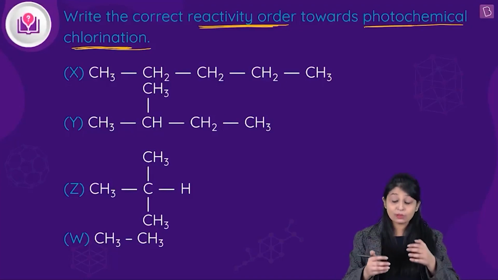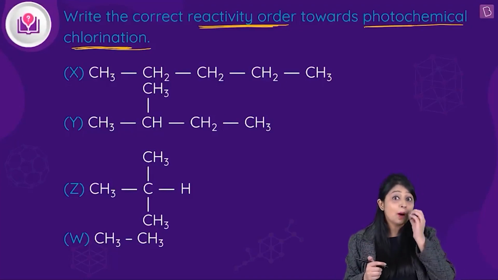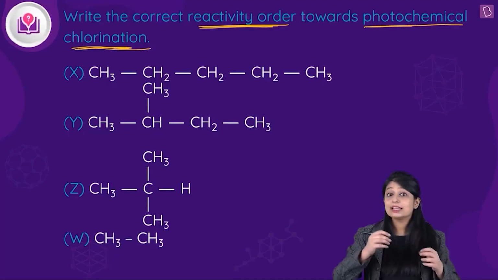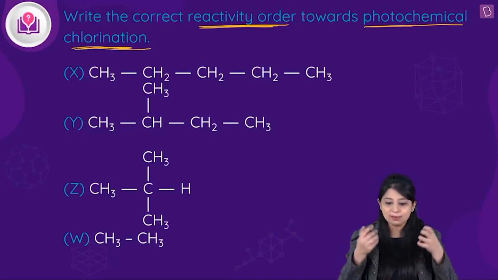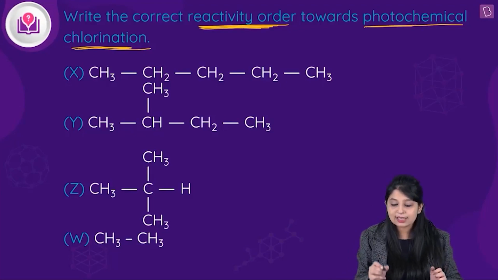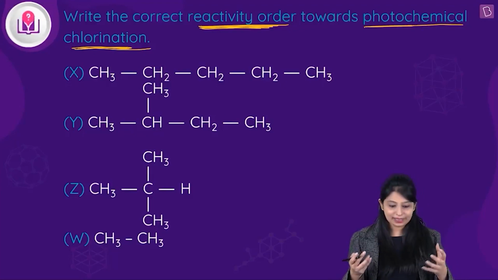And out of these 4, the one molecule that has the most stable free radical in its mechanism will have what? It will have the highest reactivity, right? So let's have a look at all these 4 molecules given to us, and let's find out which molecule has the most stable free radical and which molecule has the least stable free radical.